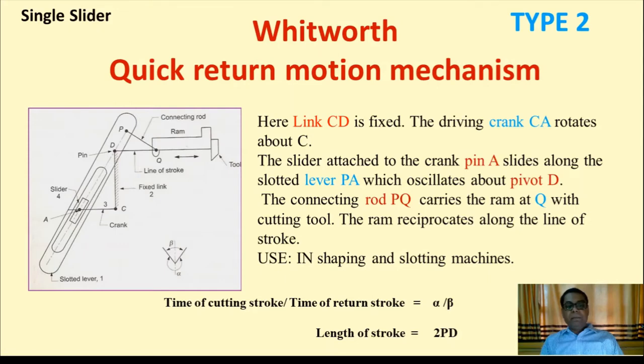And over here, time of the cutting stroke divided by time of the return stroke is equal to alpha by beta, and length of the stroke equals 2 into PD. Over here, P is a particular point which is connected to the connecting rod of the slotted lever, and D is nothing but a pin. So the distance between P and D is very crucial over here to find the length of the stroke, because it is 2 into PD.